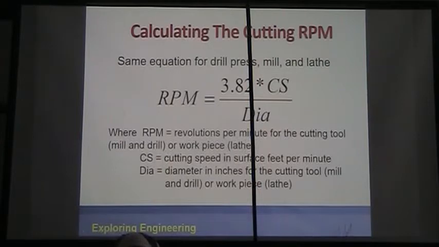Okay, so RPM is revolutions per minute. We should already know that. And that's for the cutting tool in milling and drilling, or the workpiece when we're using a lathe. Our cutting speed is in surface feet per minute, and our diameter is in inches for the cutting tool, so that's for the mill or the drill, or the workpiece in the case of a lathe. Okay, so you can see we've got one easy formula, no waiting.